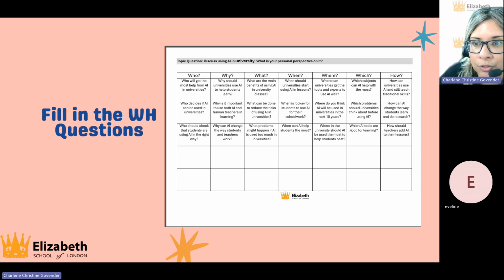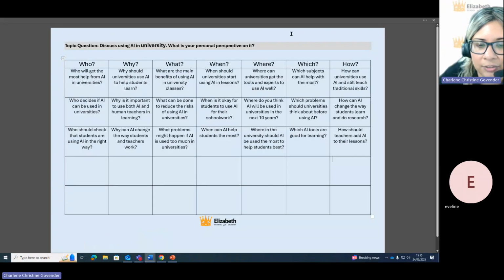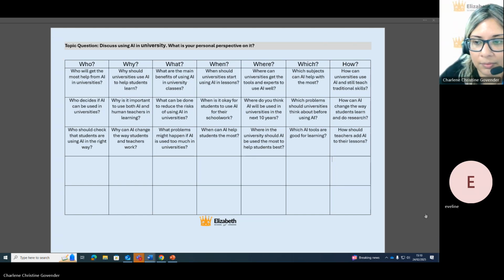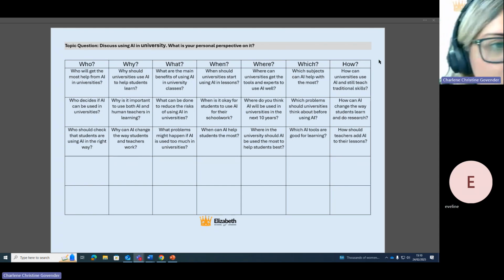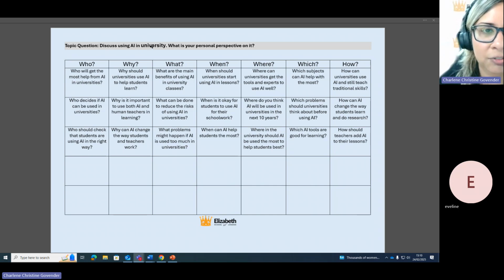I'm just going to switch over to my Word document and here it goes. Evelyn, can you see my screen? Yes, I can see you. Okay, super. So I got my topic question, and that's what we're going to be working on today. It's just a hypothetical question that we're going to use for the purpose of the session. The topic sentence is: discuss using AI in university, where we are currently. What is your personal perspective on it?